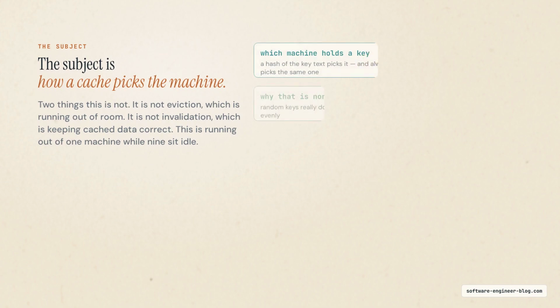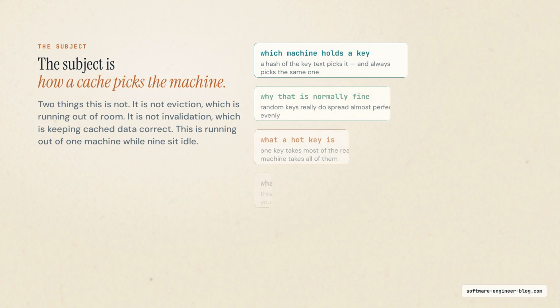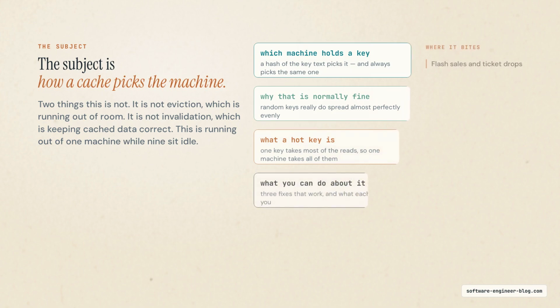Second, why that is normally fine. Random keys really do spread almost perfectly. Third, what a hotkey is. One key takes most of the reads, so one machine takes all of them. Fourth, what you can actually do about it and what each fix costs you.